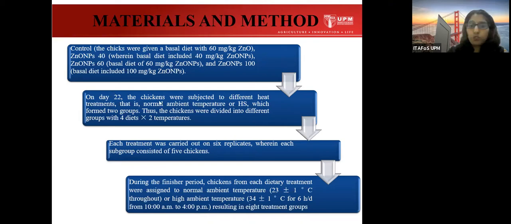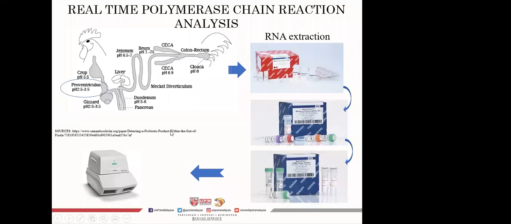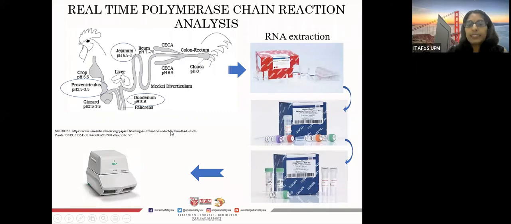On day 22, the chickens were subjected to different heat treatment groups, which is normal and high ambient temperature. And on day 35, the last day, we took samples from four different segments, which are the proventriculus, duodenum, jejunum, and ileum, to see the effect on these genes at different segments of broiler chickens induced by the normal and high ambient temperature.